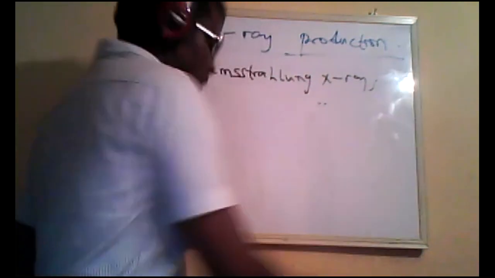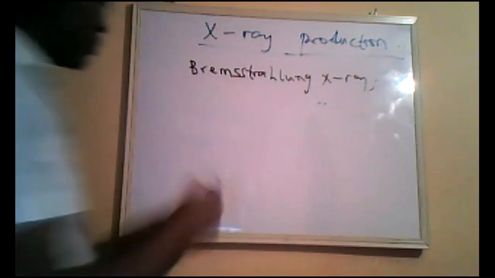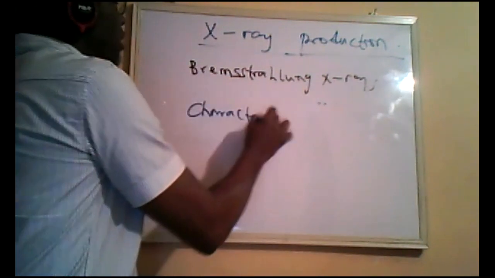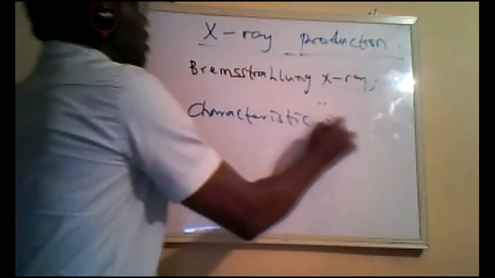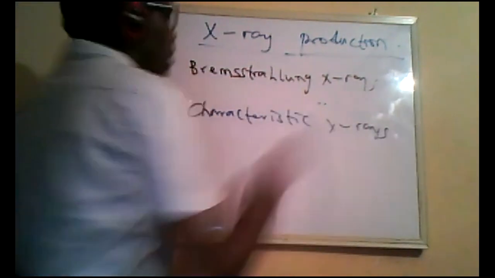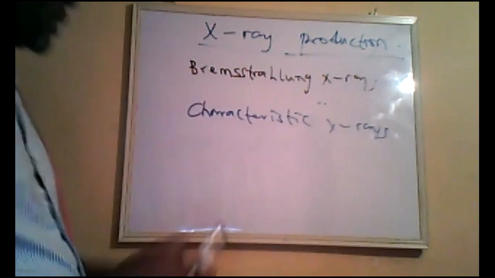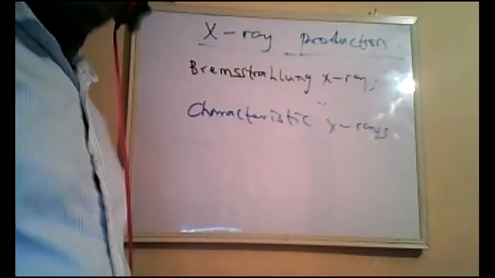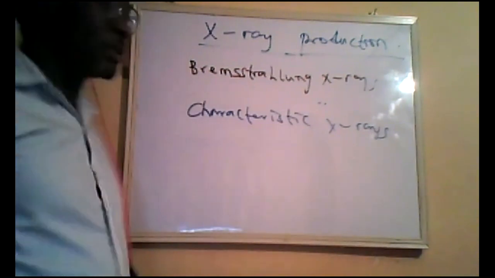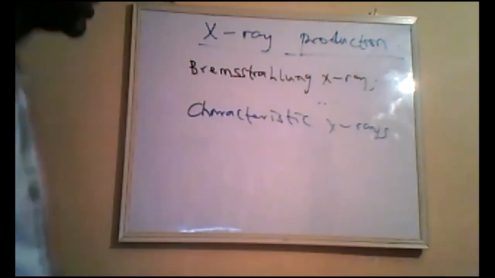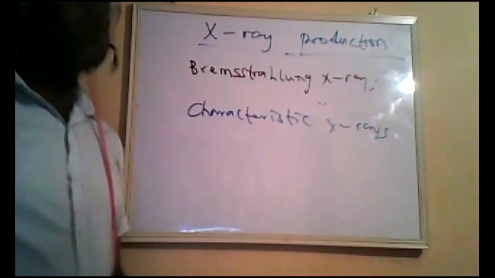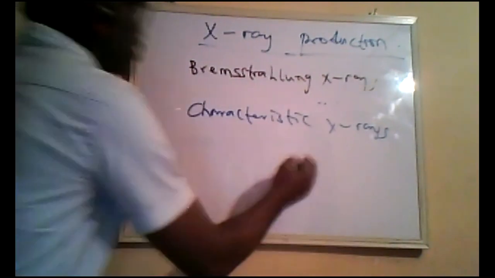The second one is the characteristic X-ray. Which we know by the name characteristic. It is based on this characteristic of each atom. The different atoms have different characteristic energy ranges based on, of course, the things we already know.